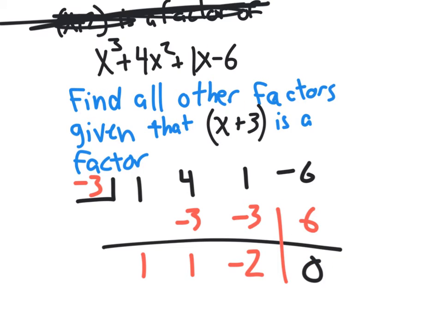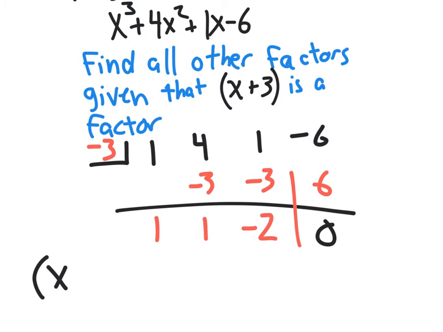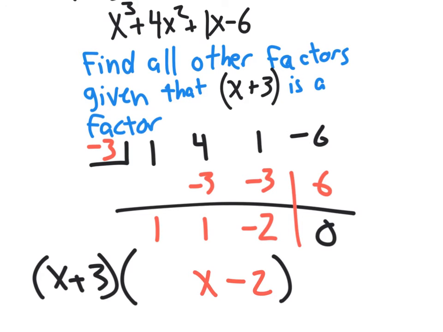Now, I know that this is a factor, so what I could do is write x plus 3, that's a factor, and it times something else. Now that something else is going to come from these bottom numbers. This is the constant, so you're going to put minus 2. And then we have a 1x that's positive. And then we have an x squared that's positive. Does that make sense? Yeah. So this is a way to find all of the factors given one factor. So they gave you one factor. They gave you x plus 3. We proved that the remainder was 0, but we use these numbers to come up with the remaining polynomial.